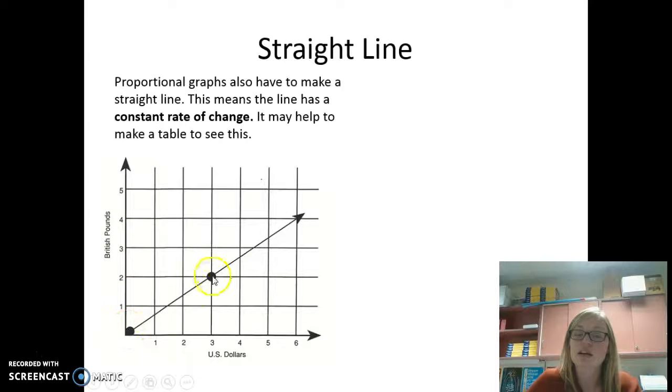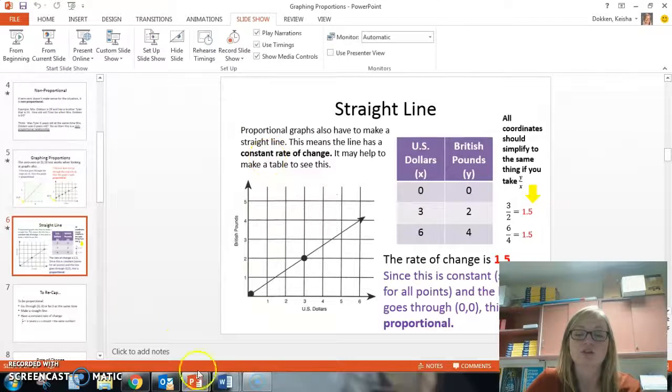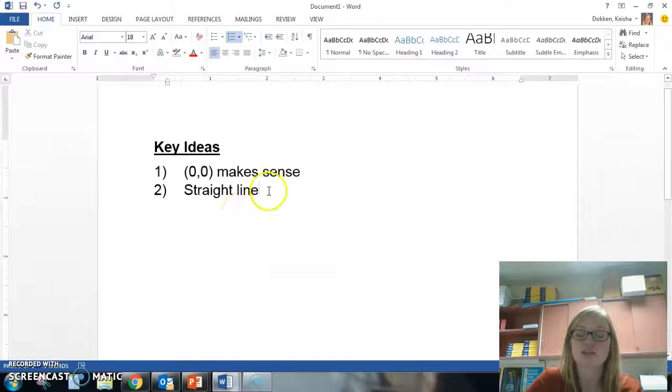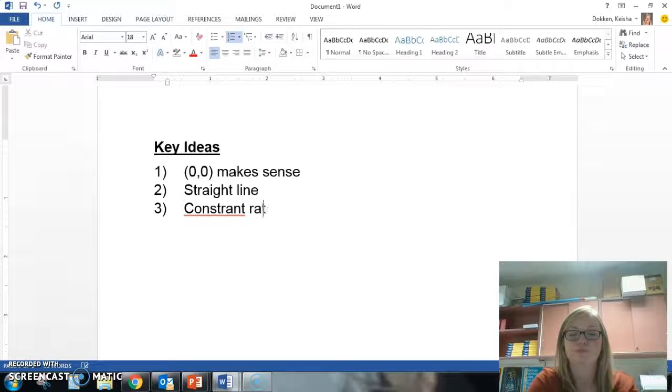If the graph makes a straight line, the third thing that you need to test is whether it has a constant rate of change. So go back to your key ideas. The third thing is constant rate of change. Oops, sorry, it helps if I spell constant right. Constant rate of change.